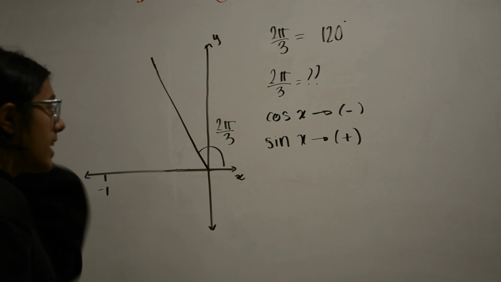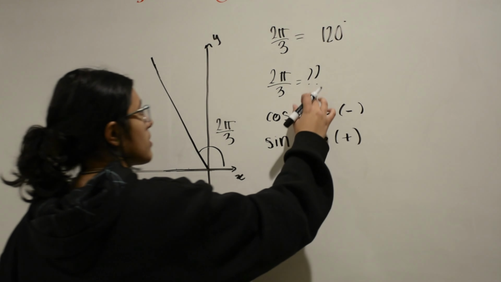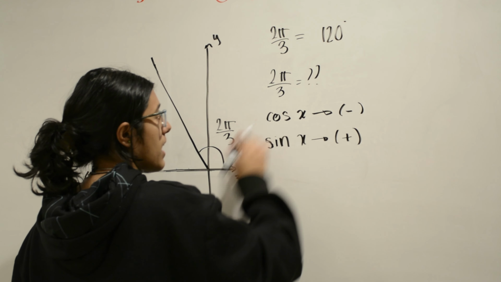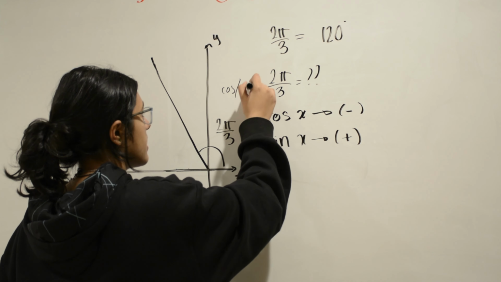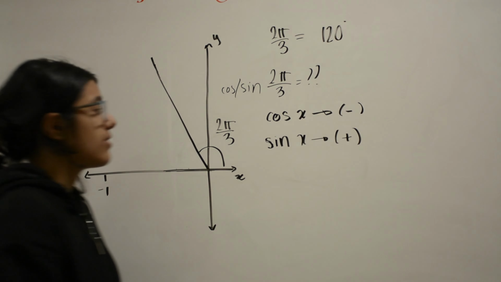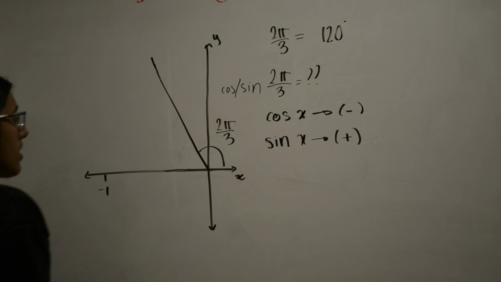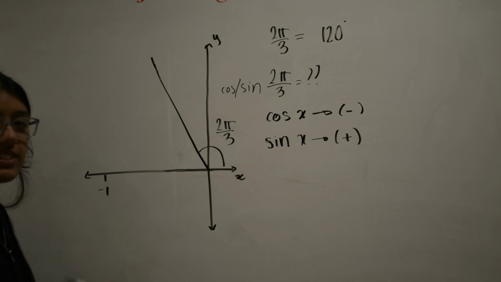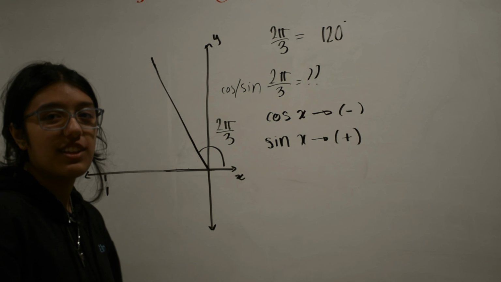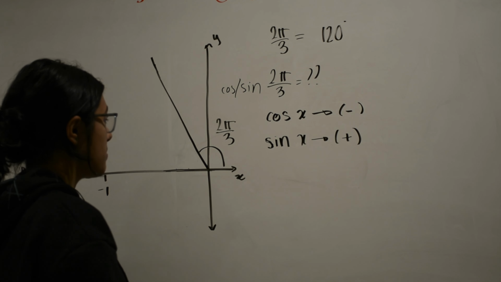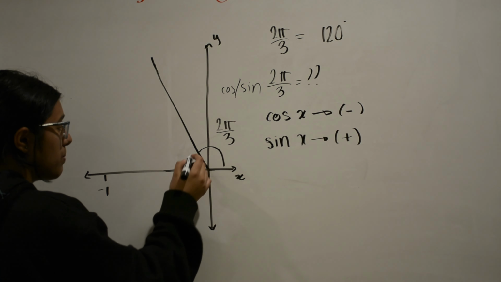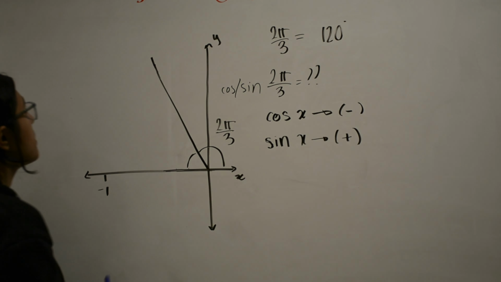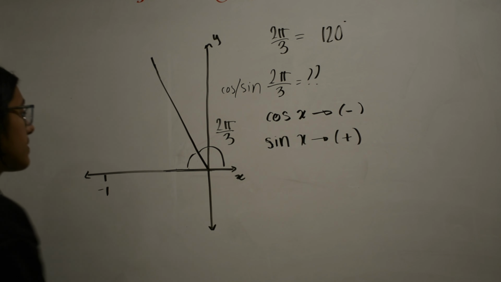Alright, and just to clarify this, we're going to find both sine of 2 pi over 3 and cos of 2 pi over 3. So I'm just going to write cos and sine of 2 pi over 3. Alright, so here comes the tricky part. Not tricky necessarily, but you need a lot more practice to be an expert at this. So the reference angle will be this. That's what they mean by the reference angle.